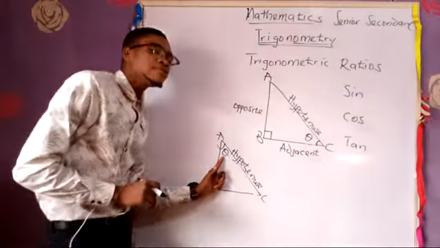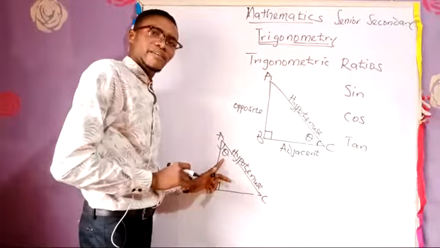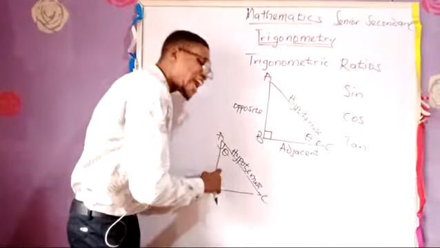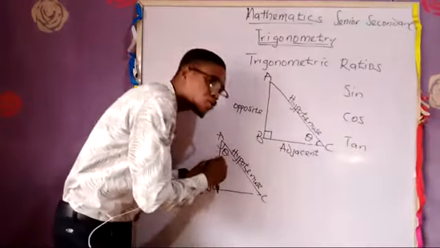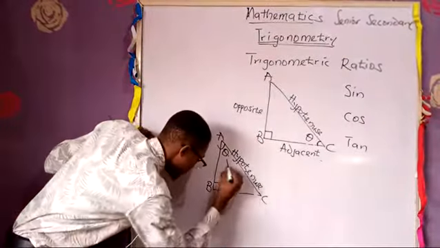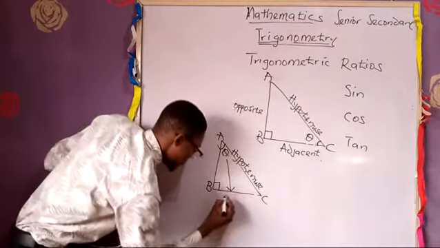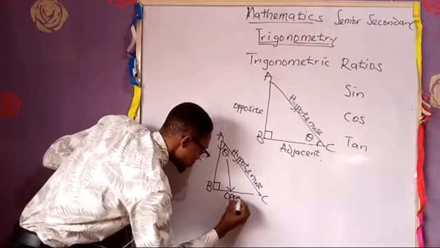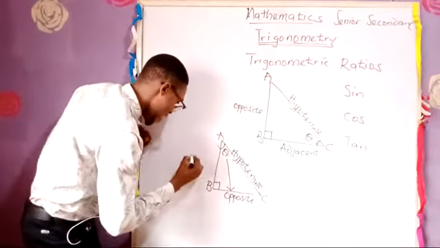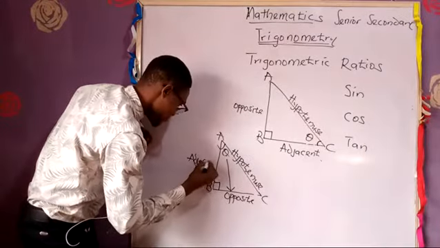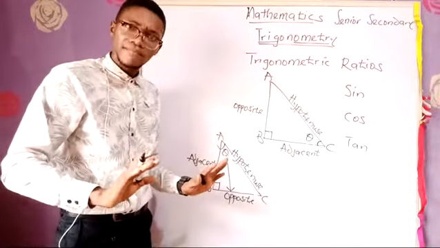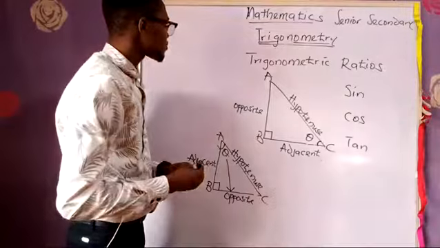If I put my angle here, I told you this place is not going to be the opposite anymore. The side facing the angle will now be the opposite. Automatically, this is facing this angle. This is my opposite. Definitely, the left will be what? Good. Are you okay with that? Good. Thank you so much. Let's continue.